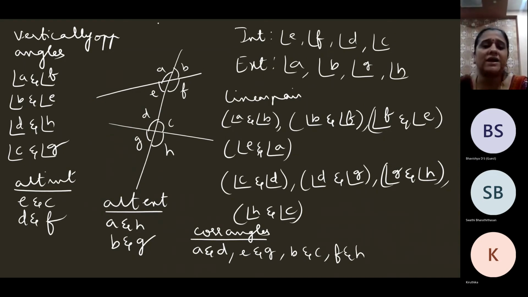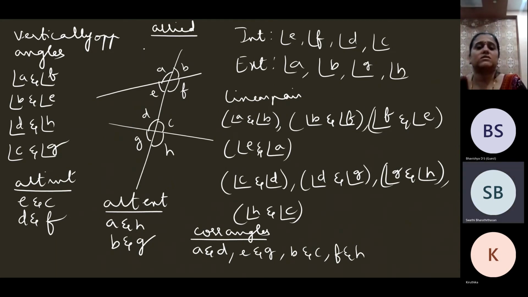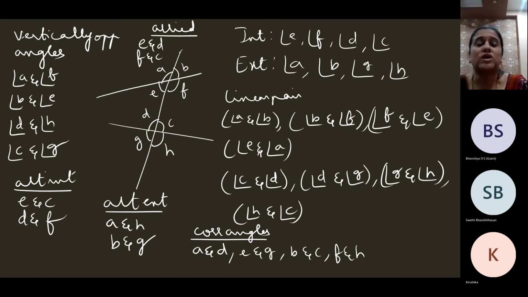What about allied angles? Ma'am, angle E and D. E and D, correct. F and C, ma'am. Allied angles, meaning they should lie on the same side of the transversal and both of them should be interior angles. So E and D, F and C. So I think the positions are clear now. All of you understand this?